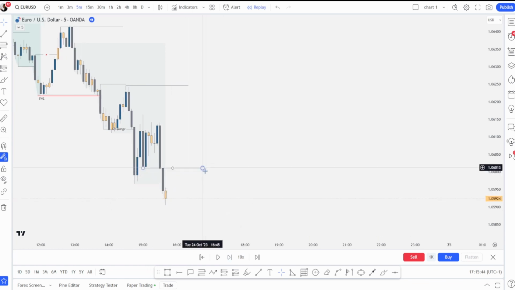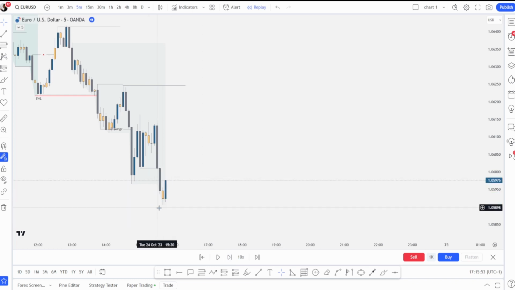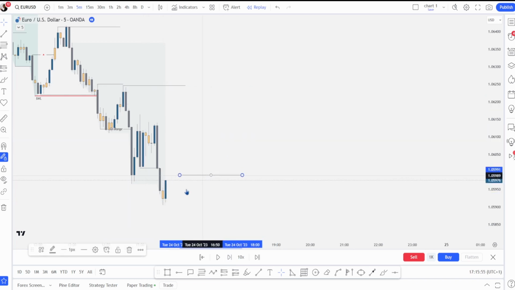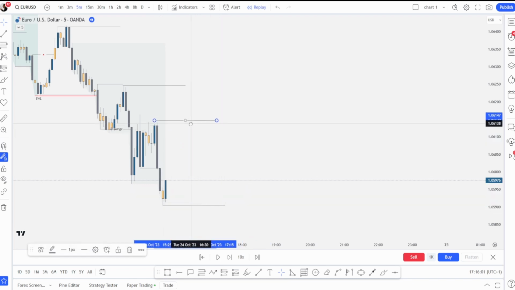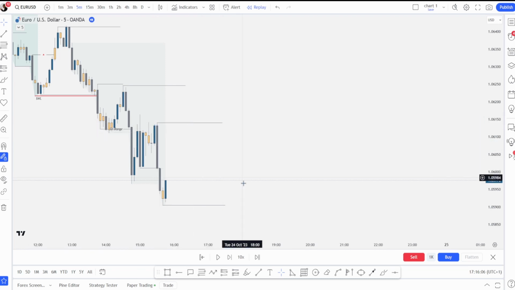Okay, perfect. We close lower again. Brilliant. So now we've closed lower again. We can find our low right there, and now we can track it back. Find the high created prior to the break. Right here. Now we have a new 5-minute range.